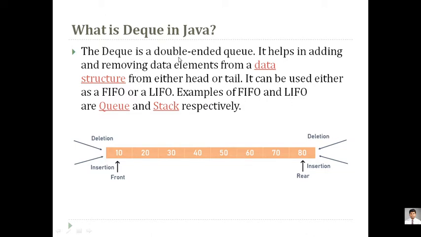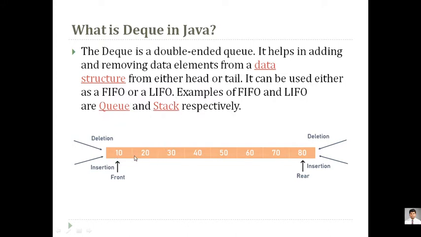In this DQ, a double-ended queue, you can add and remove elements from the data structure at either the head or the tail. So it is using either LIFO or FIFO; both are present in DQ. A double-ended queue is nothing but a combination of stack and queue. It represents a stack and it represents a queue. LIFO is for stack, FIFO, first in first out, is for queue.